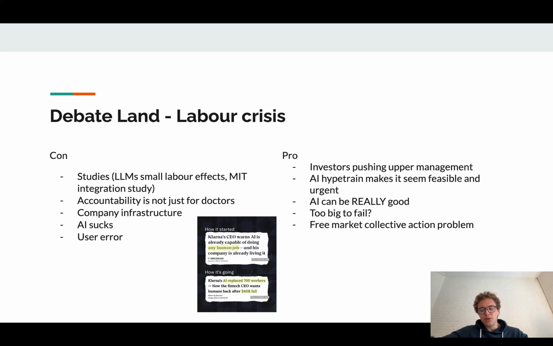Then there's also just company infrastructure, right? A lot of the current systems have been set in place to work with humans. Humans are also just quite adaptable.